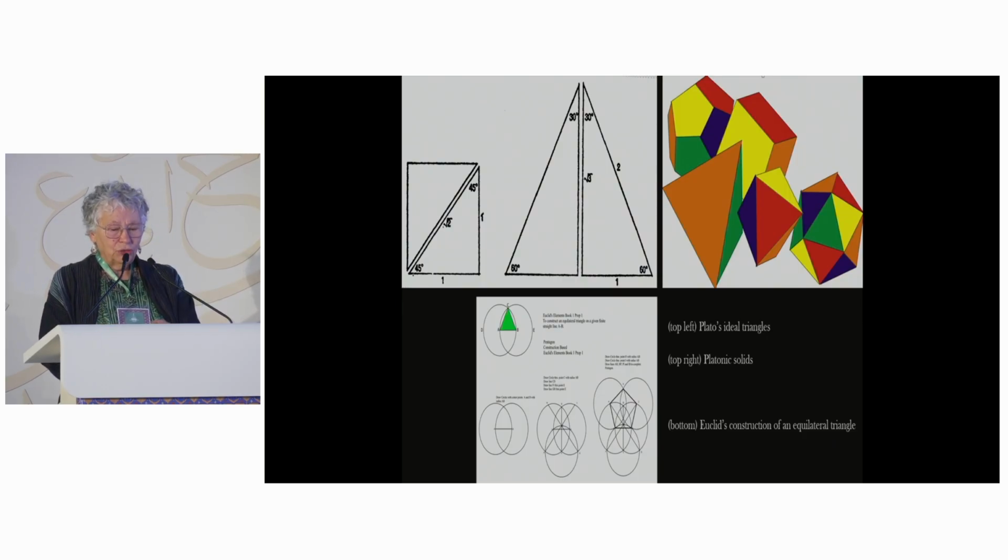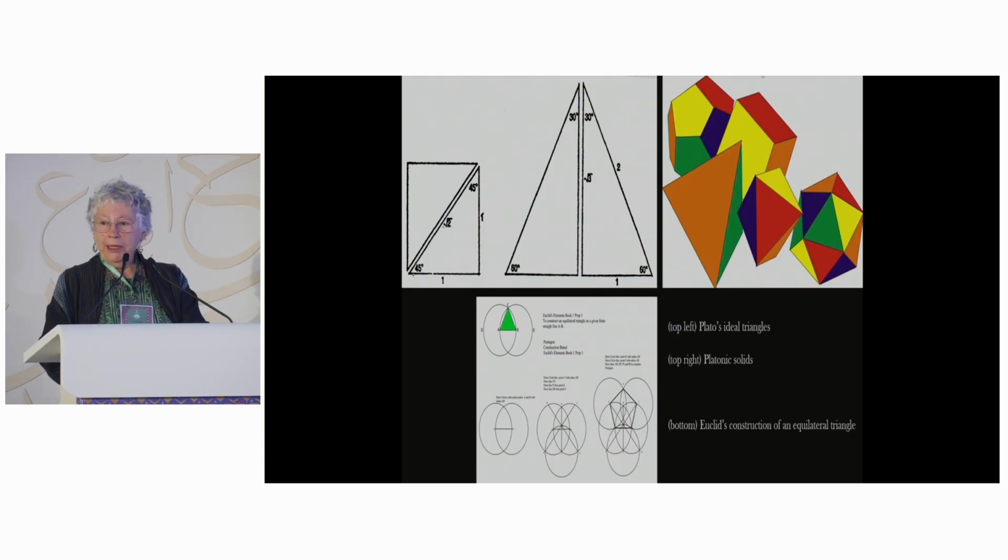Nonetheless, with these two ideal triangles, he immediately constructed three-dimensional solid forms, which you see on the right: the tetrahedron, the hexahedron or cube, the octahedron, and the icosahedron, what today, along with the dodecahedron, we call the Platonic solids. But Plato did not consider two-dimensional space or the plane.